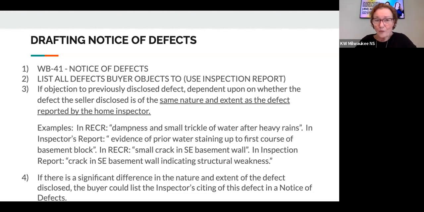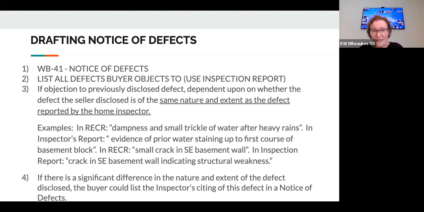If there's an objection to a previously disclosed defect, it depends on whether the defect the seller disclosed is of the same nature and extent as the defect reported by the home inspector. So if the inspector notes this as a defect, but it's the exact same defect the seller already disclosed, the same nature and extent, that cannot be listed.